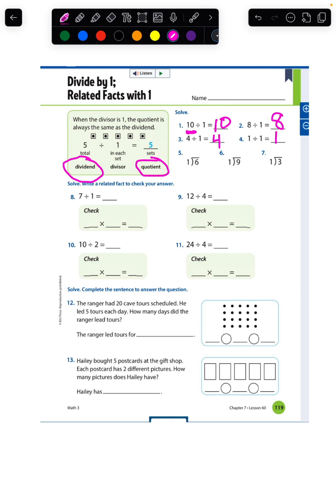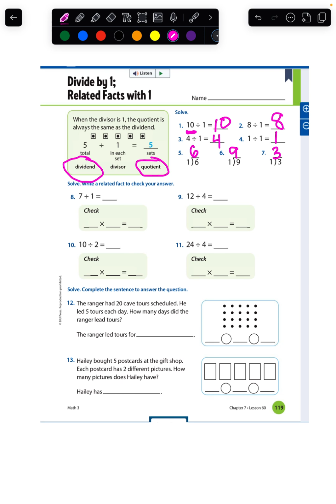So 6 divided by 1 would give us 6. 9 divided by 1 would give us 9. And 3 divided by 1 would give us 3. Okay? So let's look at the directions for the next thing. It says solve, write the related fact to check your answer.